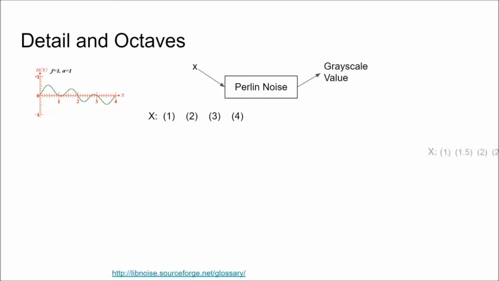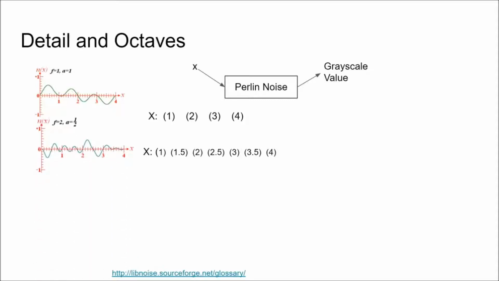Now, let's say that we increase it by 2. So not just 1, 2, 3, and 4, we look at 1, 1.5, 2, 2.5, 3, 3.5, and so on, and we enter those numbers in the Perlin noise algorithm, and we get even more detail because we get a new number for each one of those numbers that we entered in. And we can say that now we're sampling at twice the frequency, so it's got a frequency of 2.